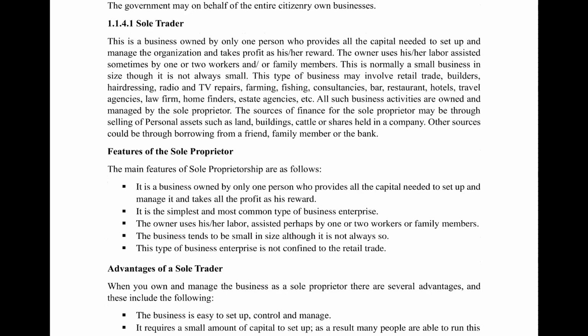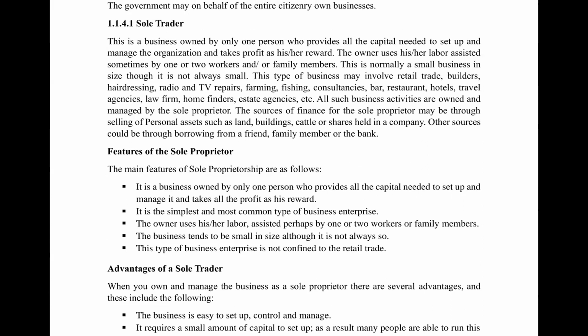Right. So now, what are some of the features of the sole proprietor? The main features of the sole proprietorship include the following. Number one, it is a business that is owned by only one person who provides all the capital needed to set up and manage it, and takes all the profit as the reward. I should be quick to add that he also takes the losses.